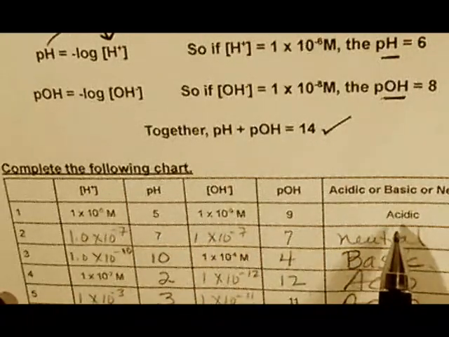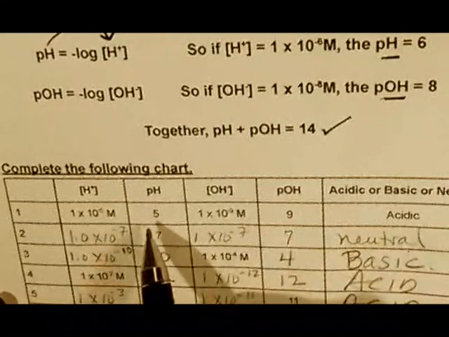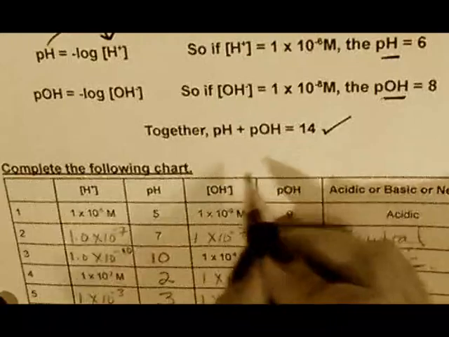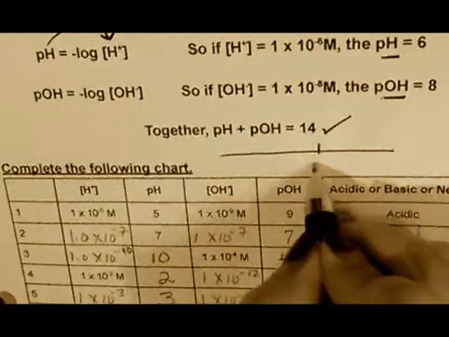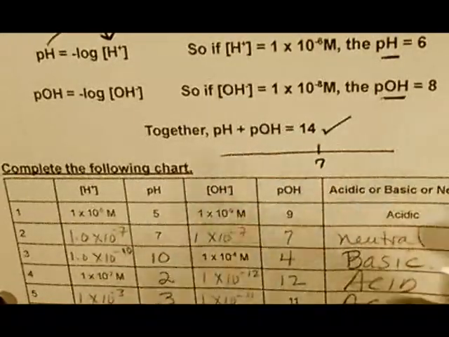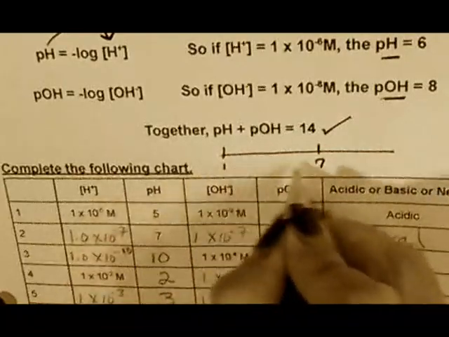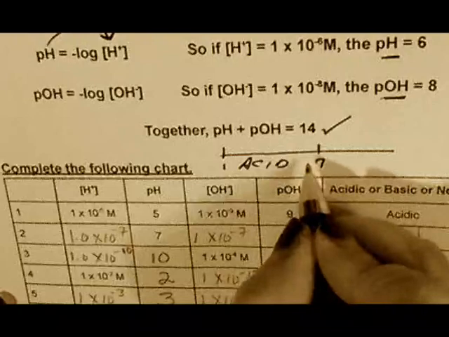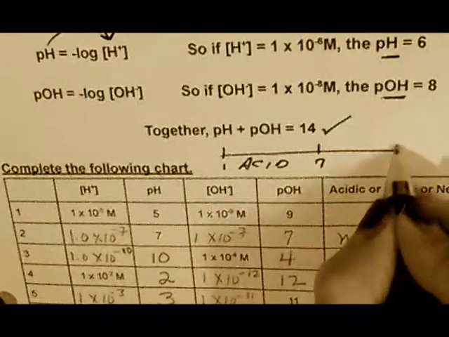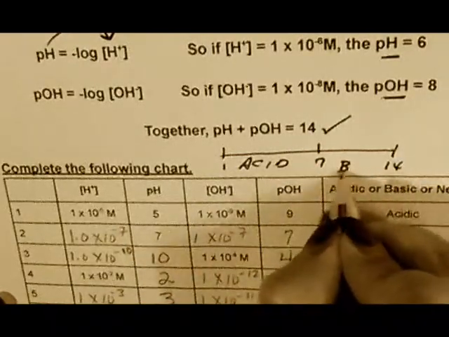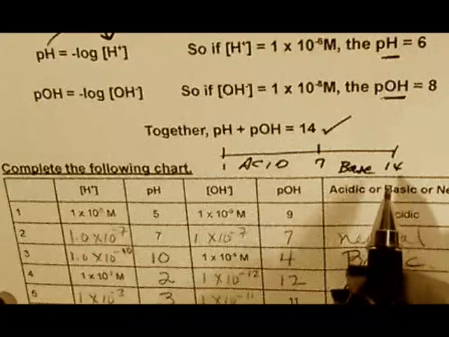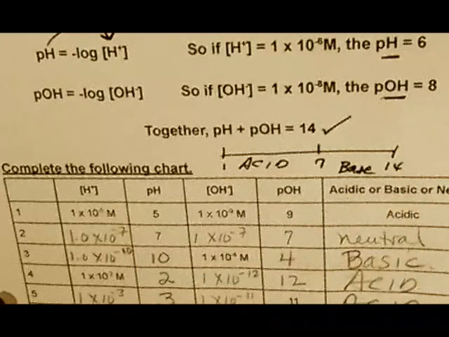This would be acid because the pH is 5, so it's laying on the acid side. Just in case you don't remember, pH of 7 is neutral. Down here, acid, 7 is neutral. Going above 7 to 14 is base. Okay, now that's looking through the eyes of the pH scale, which is based on hydrogen ion concentration.